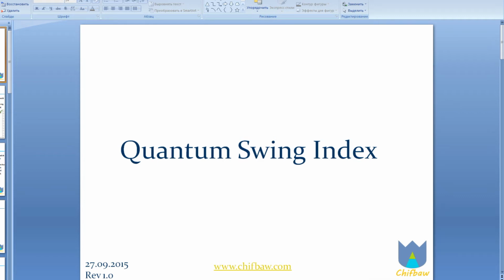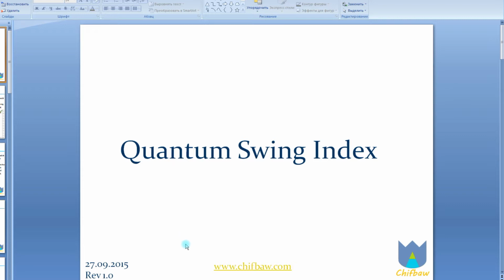Hello, I would like to share with you an incredible indicator today. It's called the Quantum Swing Index. This indicator has been developed at Chifbaw during several years of analysis and study of the markets.